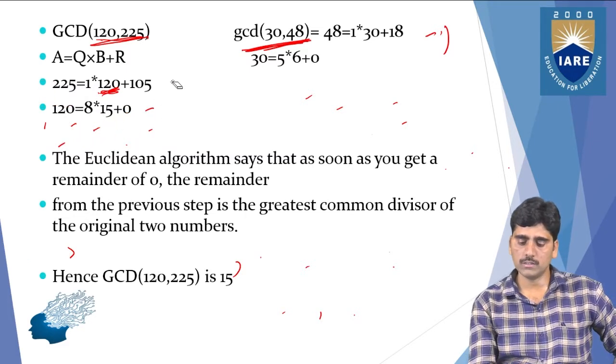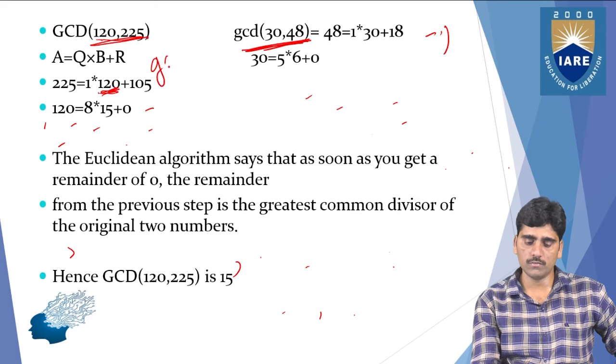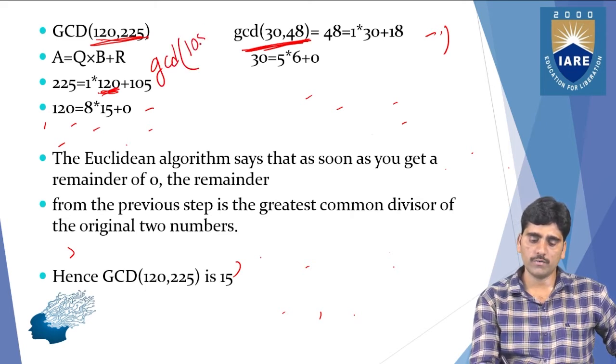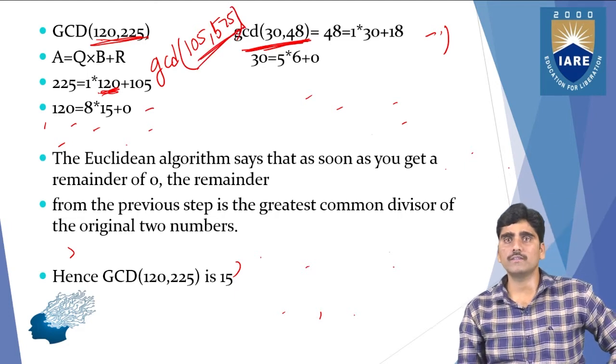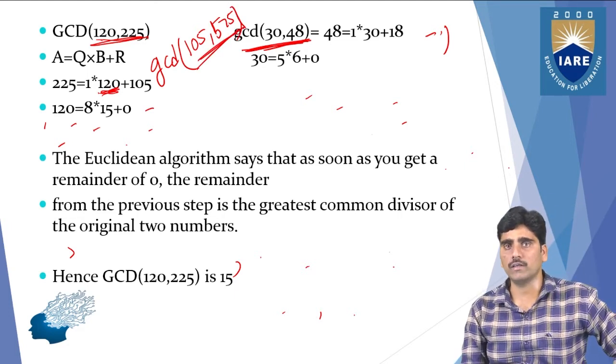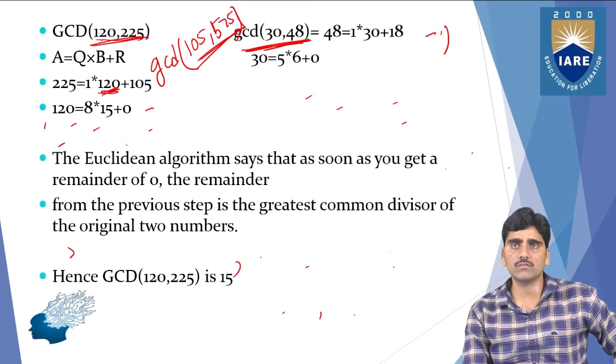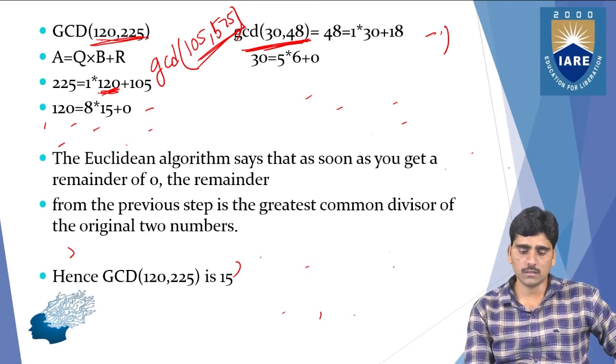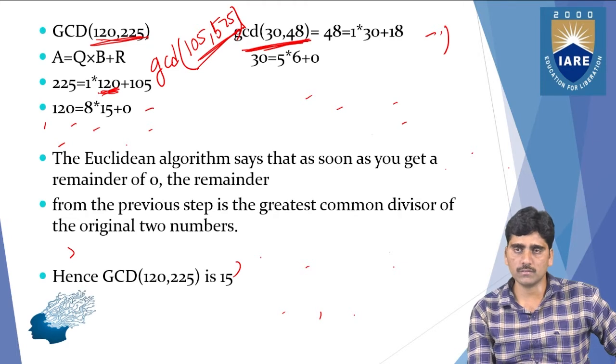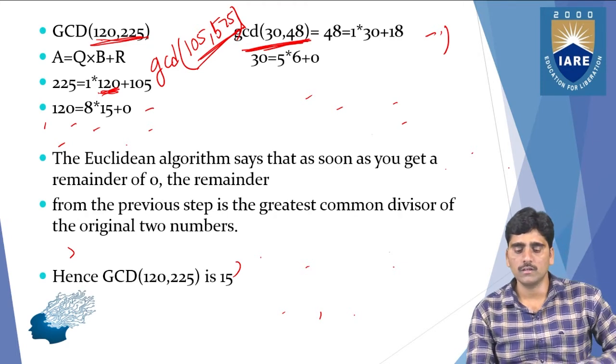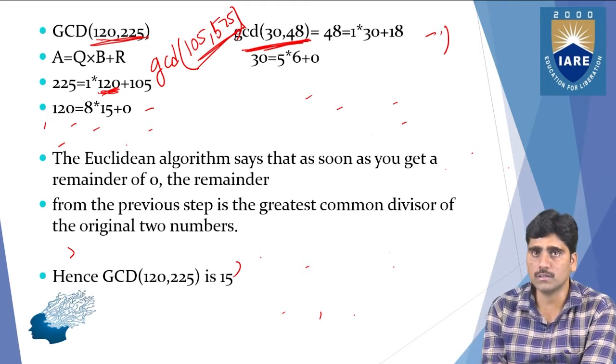So take the GCD of 105 and 575. We need to find the GCD of 105 and 575. This is somewhat more complex than the previous example, so now we'll see the GCD of 105 and 575.